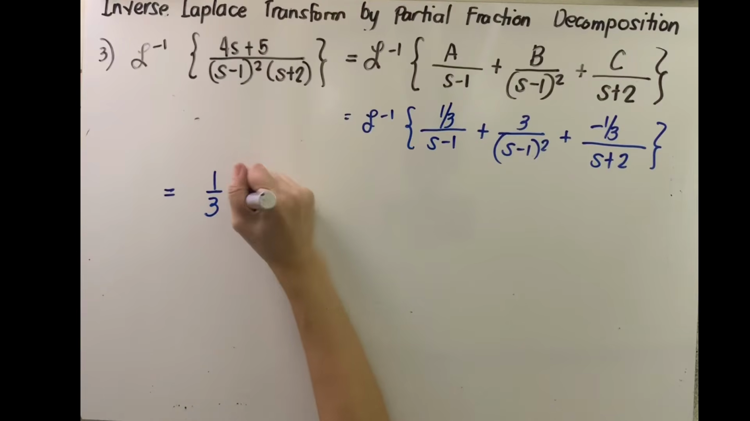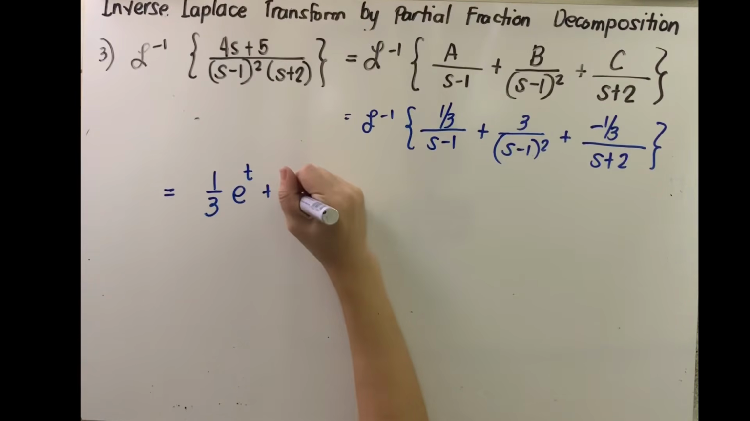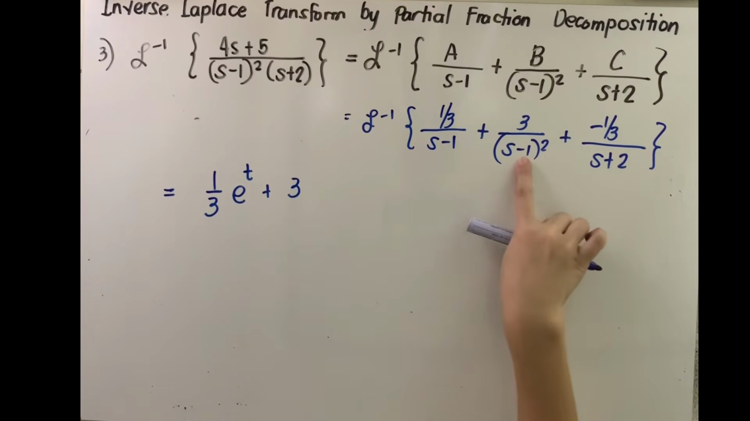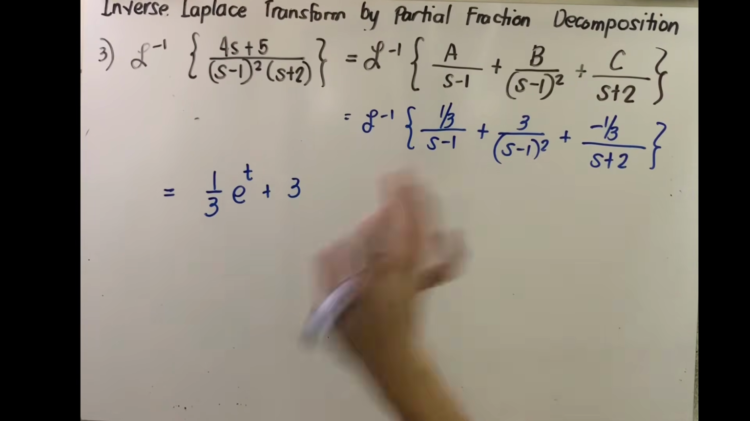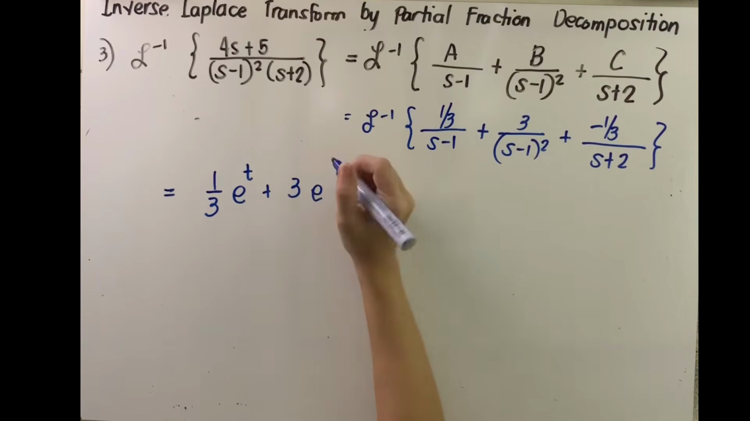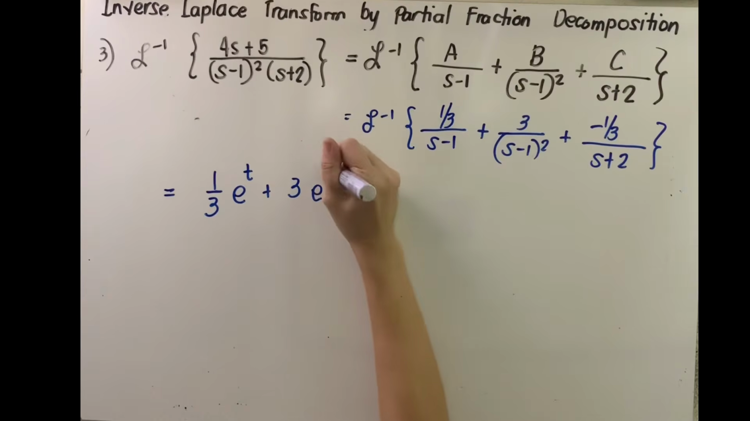So you get 1/3 e raised to positive 1t, and then plus 3 multiplied by, so this is an s minus a term, di ba? An s minus a term that is raised to 2. And based on the common table of Laplace transforms, wala tayong ganon. Right? So, ibig sabihin, papasok to kay e raised to at f of t. Which means, I have to remove the s minus a term by having an e raised to at in my answer. So, ang a natin dito is positive 1t.